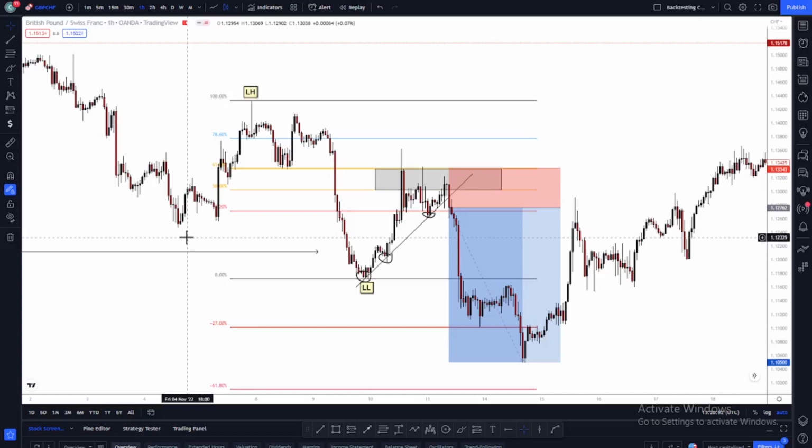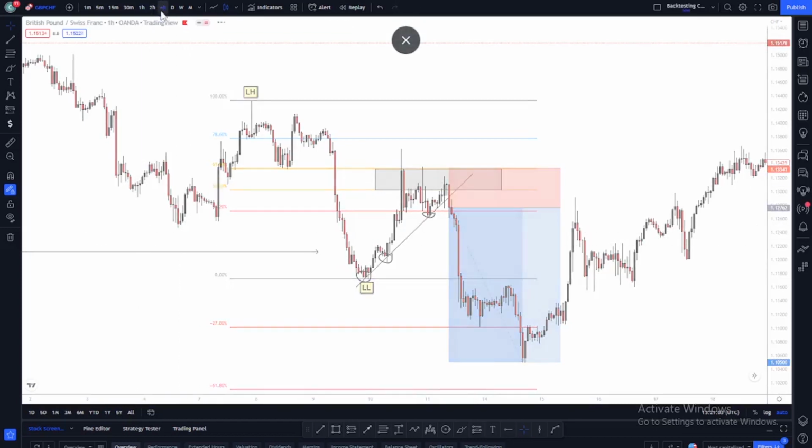So now let's go back to my second trade. How did I get another trade in GBP CHF? Let's go back to the H4 time frame.